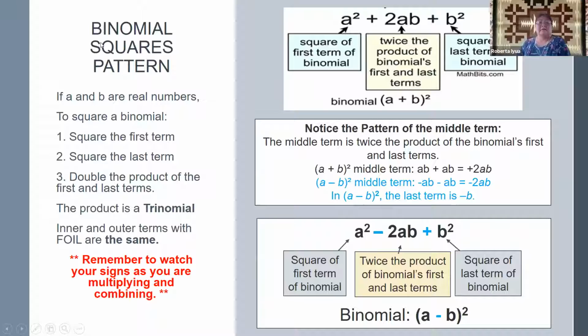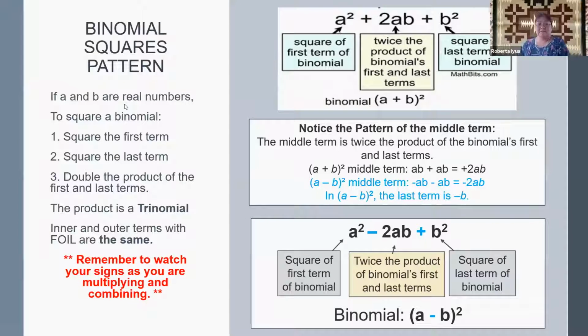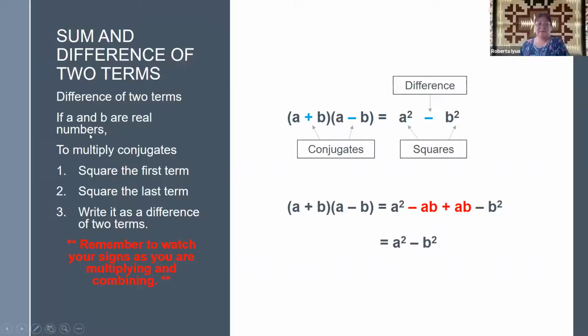The sum and difference of two terms. If a and b are real numbers, you multiply the conjugates. The conjugates are a plus b and a minus b. You square the first term, which is a squared, and you square the last term, b squared, and write it as a difference of two squares.